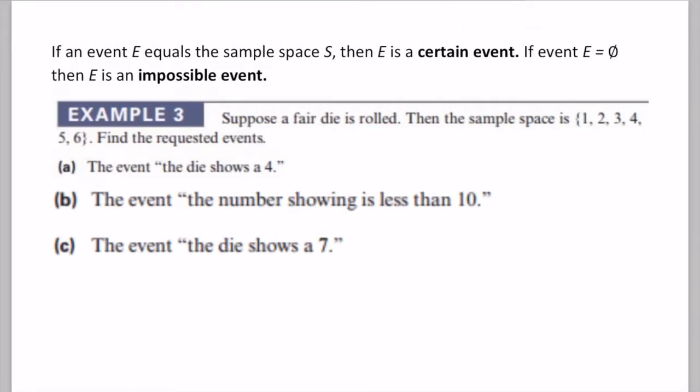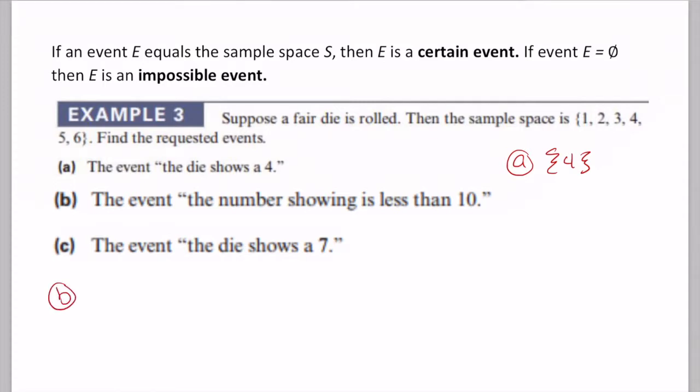If an event E equals a sample space S, then E is a certain event. If event E is an empty set, then E is an impossible event. Okay? Suppose a fair die is rolled. Then the sample space is 1, 2, 3, 4, 5, 6. Find the requested event. The event: the die shows a 4. So for A, that's all because it shows a 4. That's our only possible answer.